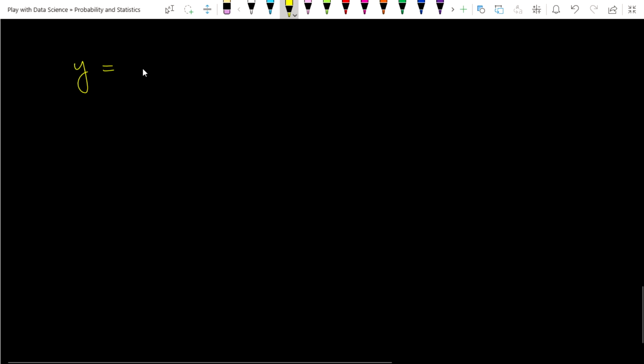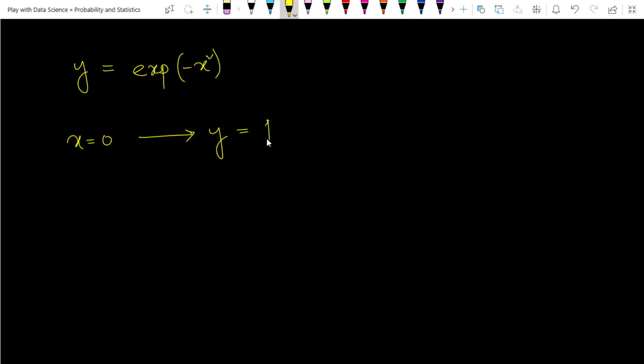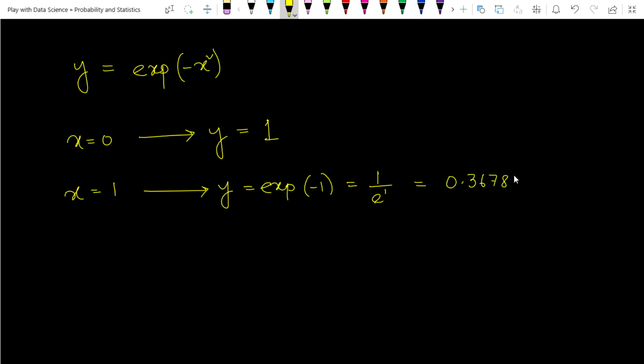So let's take our curve as y equals exponential of minus x square. Let's take this as our actual curve. When we take x equals 0, we get y equals 1. When we take x equals 1, then y equals exponential of minus 1, which means 1 by e to the power 1. If you calculate it using your calculator, you easily get this value, approximately 0.3678.